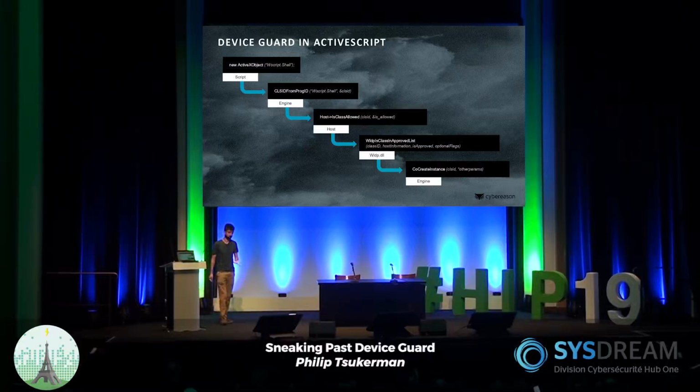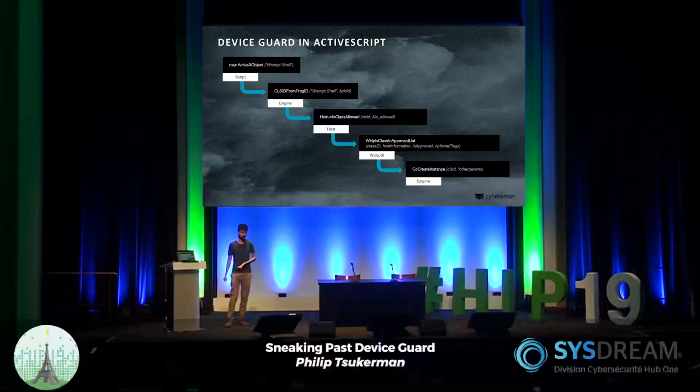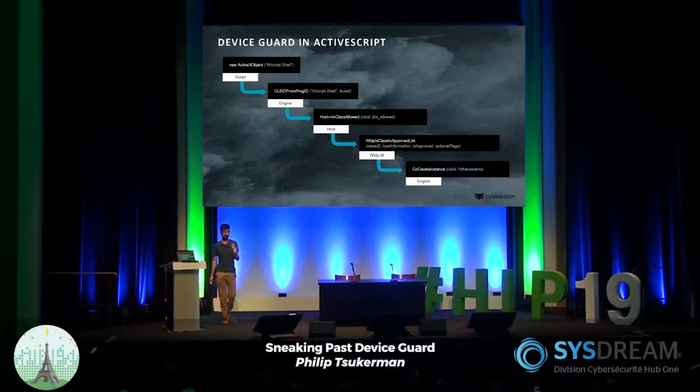And if this check fails, you just can't create the object. If it succeeds, you just get is allowed true, and you're able to create your object. Not every scripting host actually implements this isClassAllowed function. This is why there's a default success implementation in every engine. So if I'm trying to call isClassAllowed from the host and just discover there's no such function, I will just continue creating the COM object and simply disregard Device Guard.